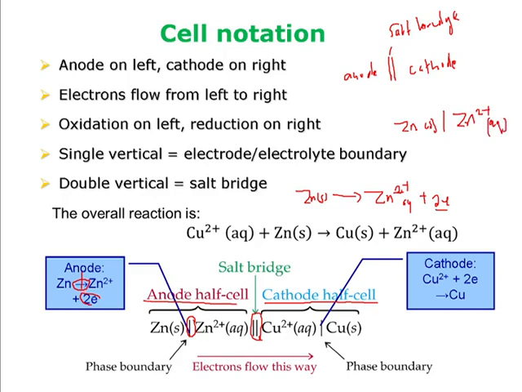So you have a half reaction at an anode. Then you can draw two lines representing the salt bridge. Then you go to the reaction at the cathode. Now from here you understand that at the cathode, you have copper.